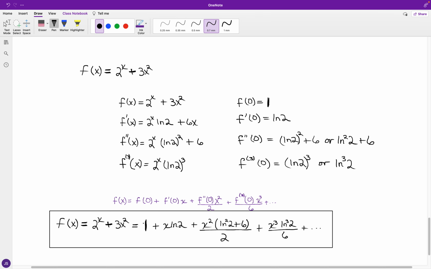your f of 0 is going to be 1, and f prime of 0 is going to be the natural logarithm of 2 multiplied by x, so we can write this as x natural logarithm of 2. With the second order derivative term multiplied by x squared, we have x squared times the quantity of the square of the natural logarithm of 2 plus 6, all over 2. And then with the fourth term, we have x cubed times the cube of the natural logarithm of 2 all over 6. And again, this is going to become a continuous series in the process.